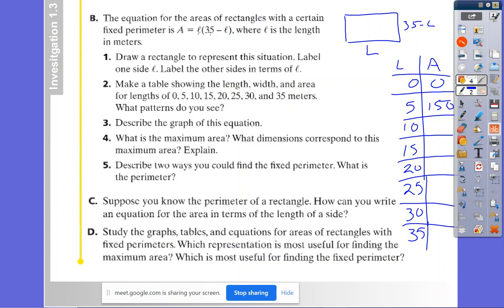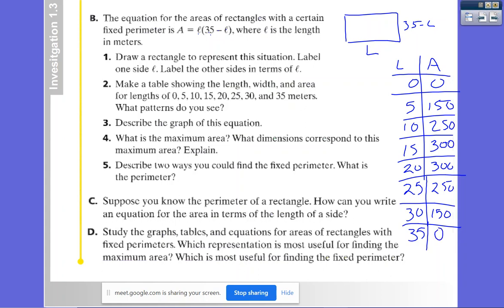If L is 10, 35 minus 10 is 25, and 25 times 10 is 250. If I use 15, 35 minus 15 is 20, and 20 times 15 is 300. We got some quick math going here. 35 minus 20 is 15, and 15 times 20 is 300 again. Which means this was 250, this is 150, and then 0. So what's happening here?